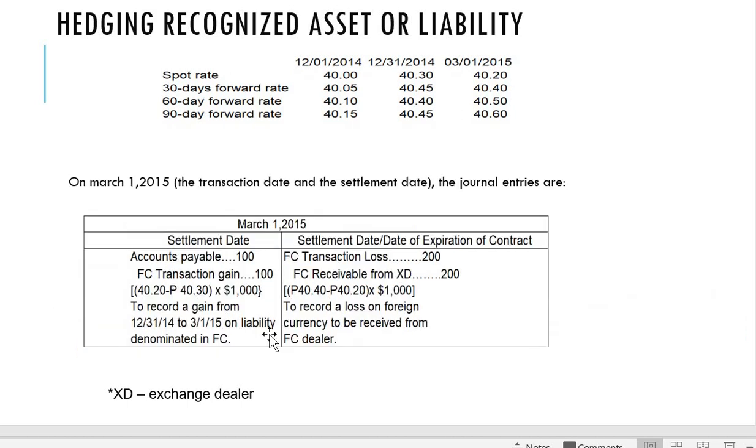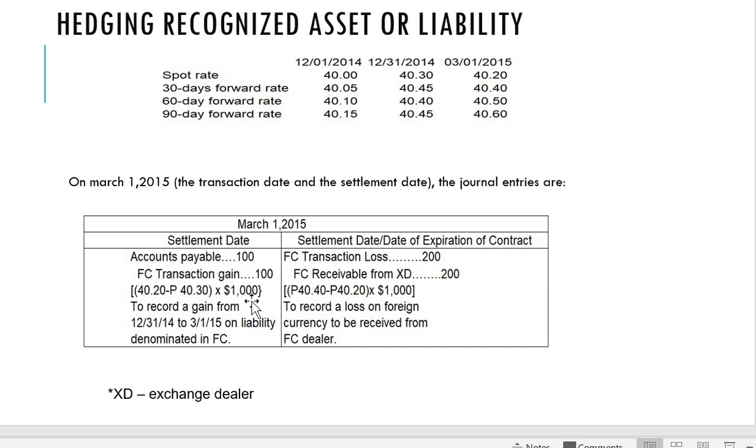So, at the date of settlement, again, on the hedged item, we will use the spot rate. Take note that our hedged item is a liability. So, we have a decrease, diba? The spot rate decreased. If it decreases, then with an exposed liability, we have a gain, diba? Our gain is actually 40.2 less 40.3 times 1,000, the number of foreign currency. So, we have a gain of 100. Again, gain because it went down. Okay, so you'll debit accounts payable, credit foreign currency transaction gain for 100 pesos.